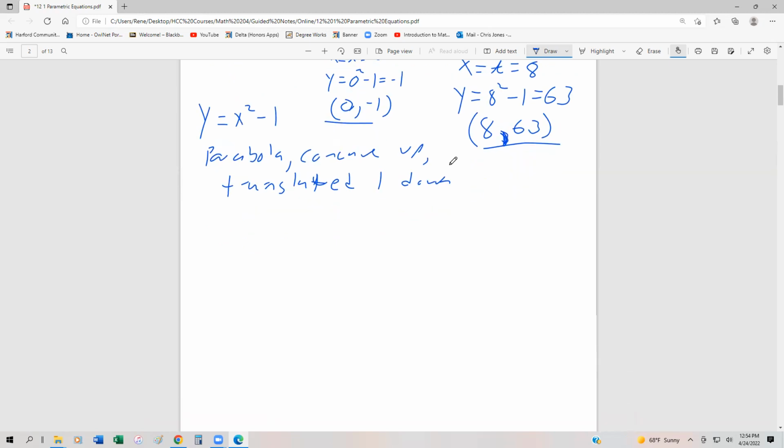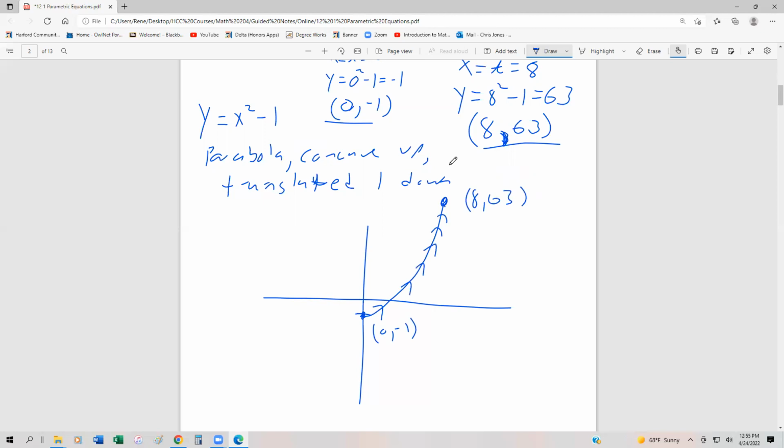So if I were to graph this, I would start here, and this is my point (0, -1). And then it's just going to go up. Let's assume this is the terminal point (8, 63). And the orientation is this way, from left to right. So orientation is left to right. So that's how we can eliminate the parameter.